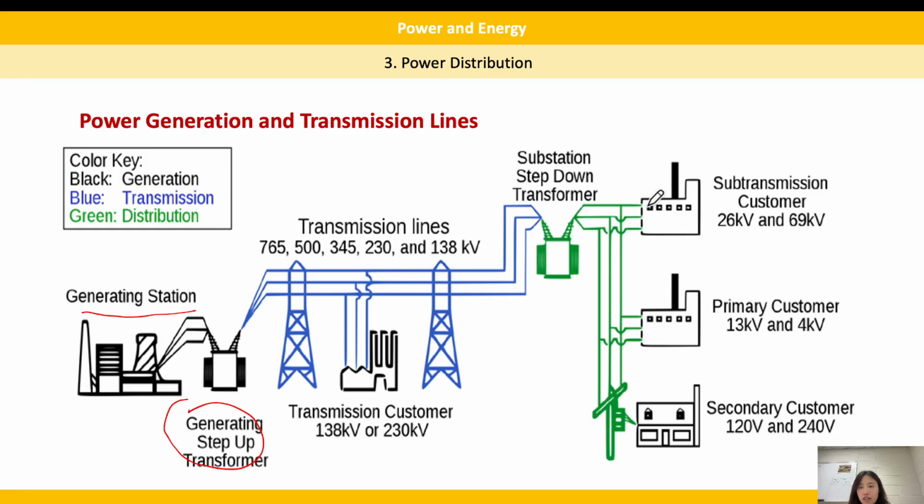And before it is delivered to the customers, like a residential building or commercial building, we need a step down transformer. We need lower voltage, not high voltage. So we need a transformer again, but this one is step down. So this is power generation and transmission. First, the generation station, step up transformer, transmission line, and then step down transformer, then go to customers.